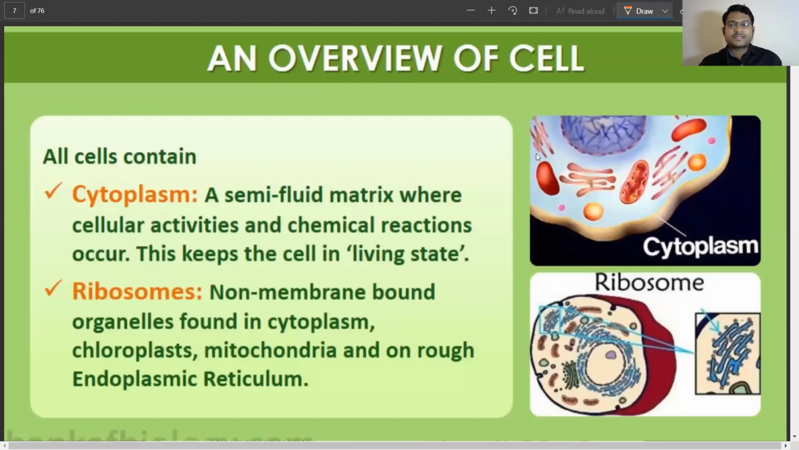Okay, let's move on to the next part. An overview of the cell. And I'm pretty confident that you all have a pretty good idea about what I'm going to speak about now.